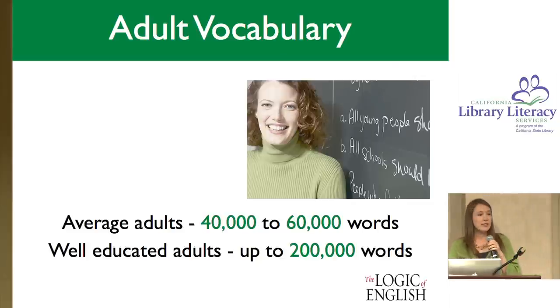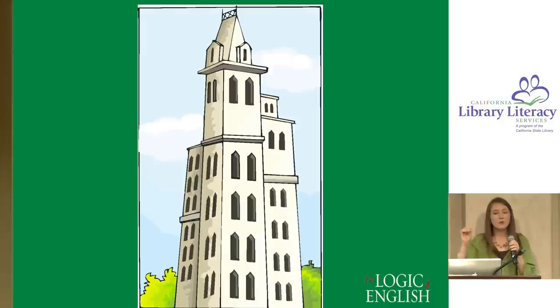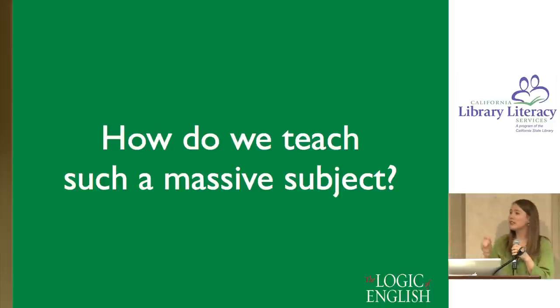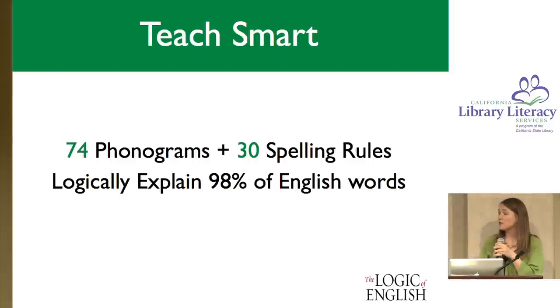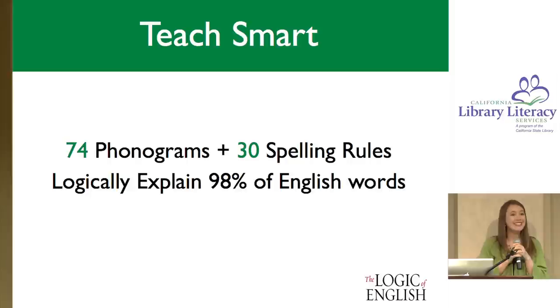Now, just think back to that sight word approach. If you were going to learn 60,000 words, it would equal flashcards as tall as a 7-story building. Impossible, ridiculous. So how do we teach such a massive subject so that students can master it? I'm going to propose that we need to teach them 74 phonograms and 30 spelling rules that logically explain 98% of English words. Because when they have those tools, they can begin to understand and they can read any word.